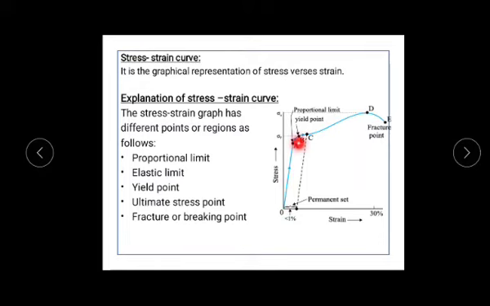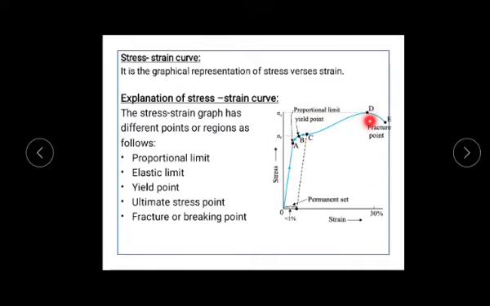From O to A, stress is directly proportional to strain, which means Hooke's law is obeyed. The material behaves as an elastic material. Then from A to B, some elastic properties still remain in the material, but stress is not directly proportional to strain. Then this point B is called the yield point or elastic limit. It is a point after which the material will not regain its original shape and size. It behaves as plastic.